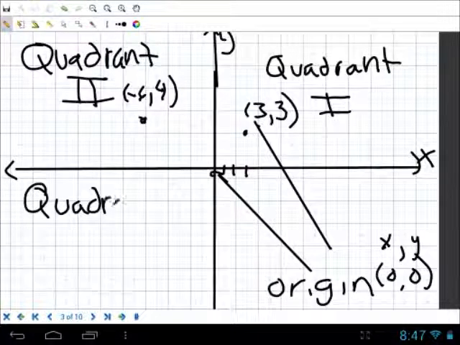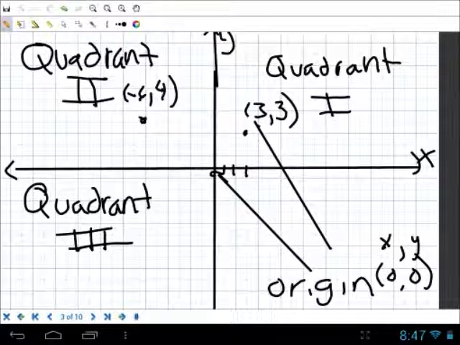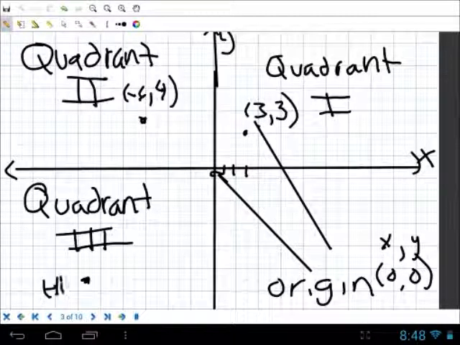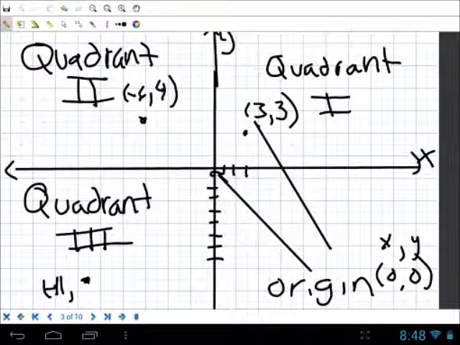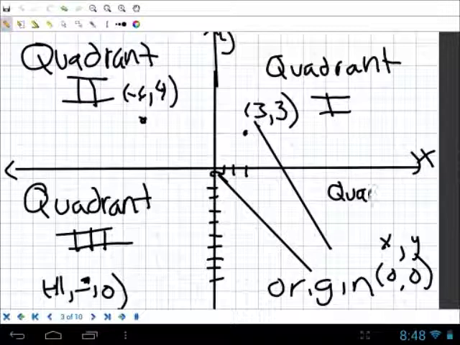Down here is quadrant 3. So now let's pick a point, let's say down here. Now we're going to count out how many spots we go left first. 1, 2, 3, 4, 5, 6, 7, 8, 9, 10, 11. So we go negative 11 units to the left. And we go down 1, 2, 3, 4, 5, 6, 7, 8, 9, 10. So that's negative 10.